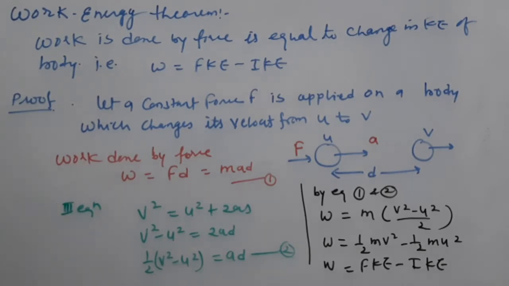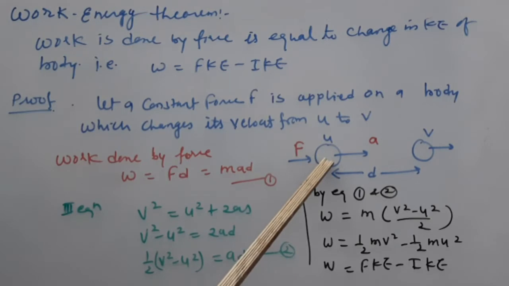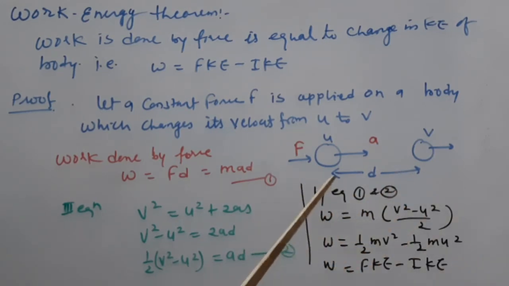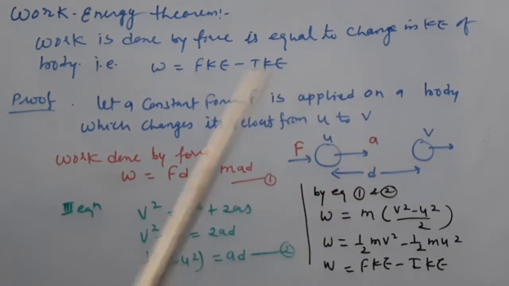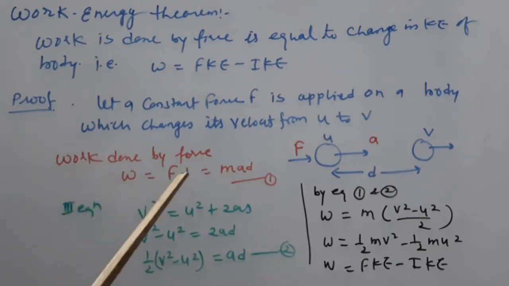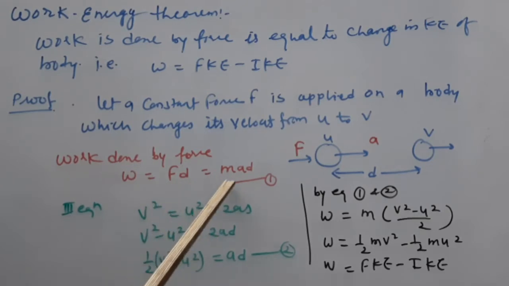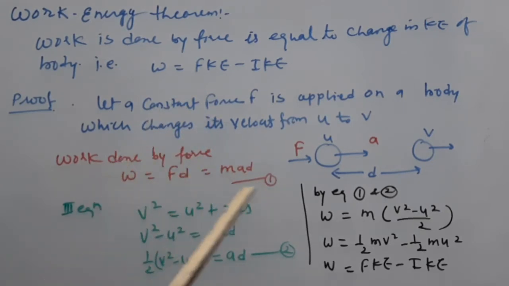Now the proof of this theorem. Let a constant force F be applied on a body which has initial velocity u. Due to this force its velocity becomes v, and during the change of velocity there is a displacement d, and meanwhile the body has constant acceleration a because the force is constant. By the formula, work done by the force W is equal to F into d, and in place of F we can write ma, then this becomes mad.